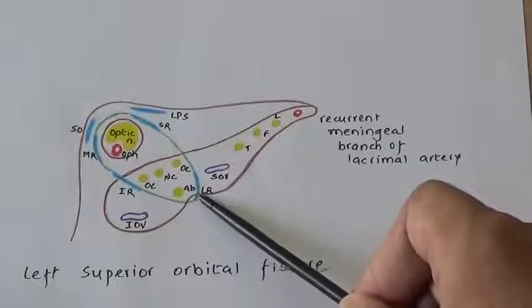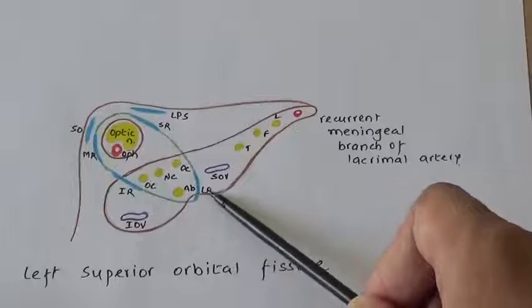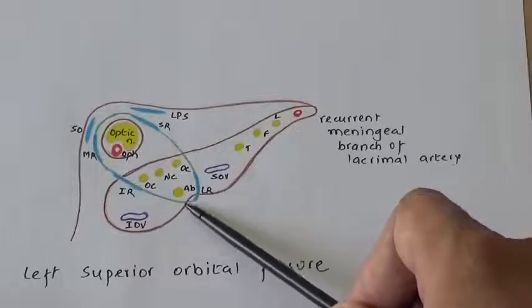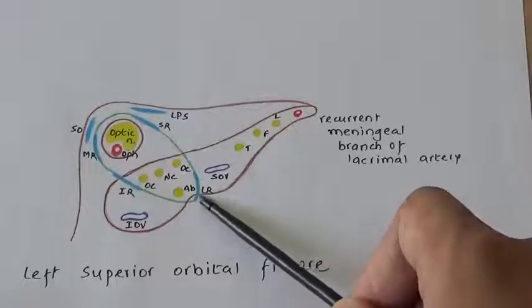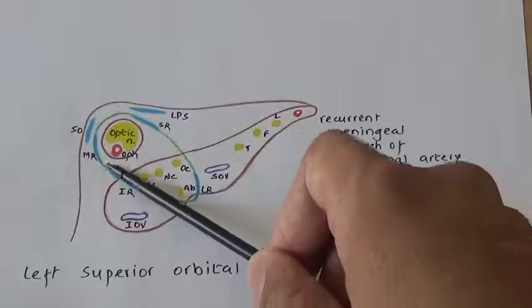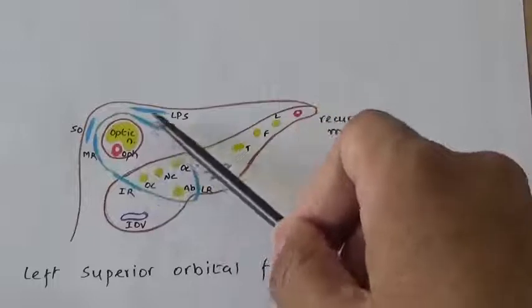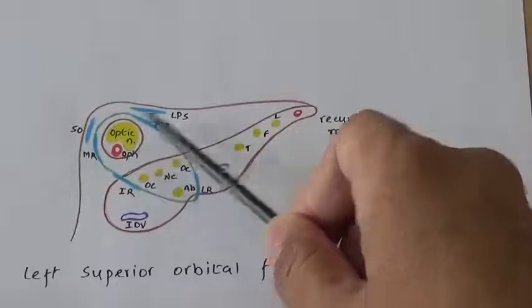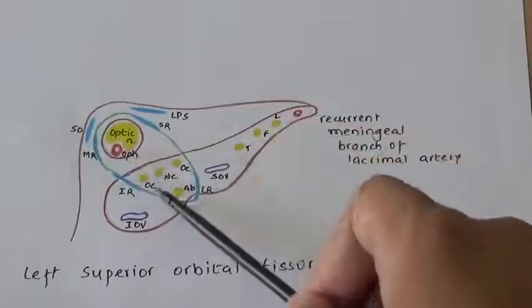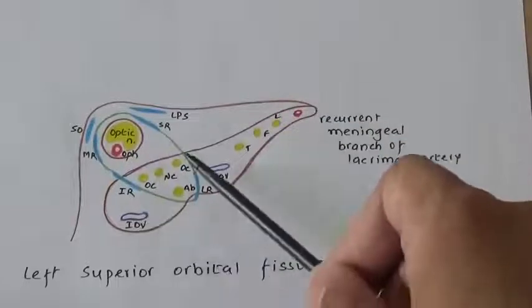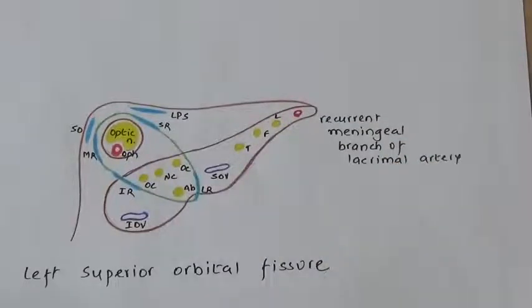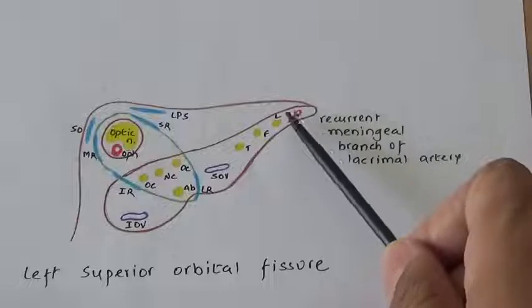Now as I told you, the greater wing of sphenoid along the lower margin of the superior orbital fissure shows a bony spicule, and that provides attachment to the tendinous ring of Zinn. This tendinous ring of Zinn also includes the optic canal, and it will divide the superior orbital fissure into medial, intermediate, and lateral areas. Now let's see the structures passing through the superior orbital fissure.